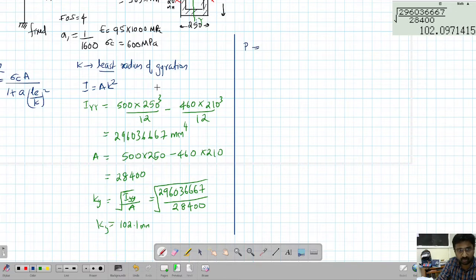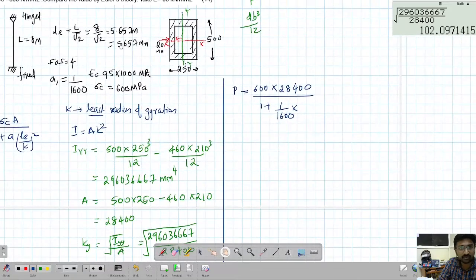So P equals sigma C. What is the value? Sigma C is given as 600. Area is given; we have already calculated the area, 28400. So remember, I am following this formula here: 1 plus, what is the value of A? 1 upon 1600 into, what is the value of Le by k? We have calculated the value of Le. Le is 5657.